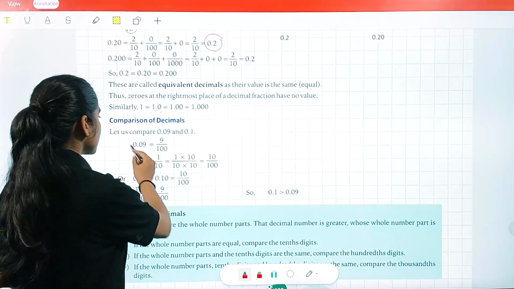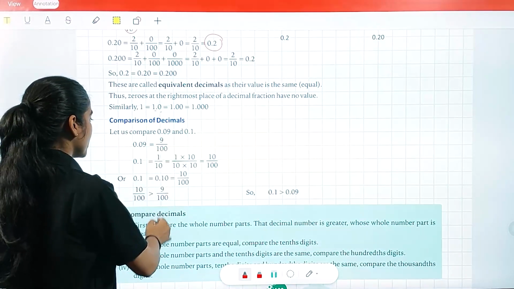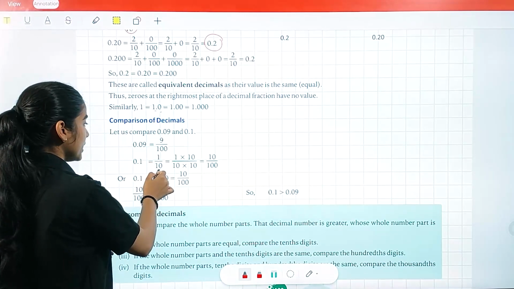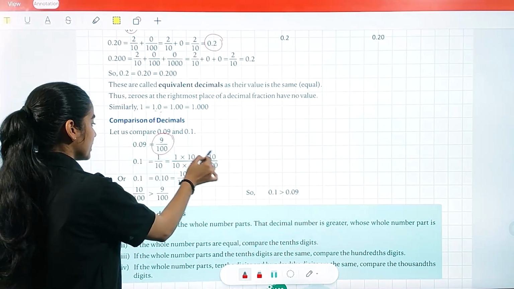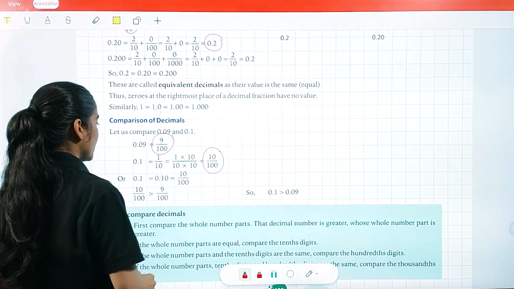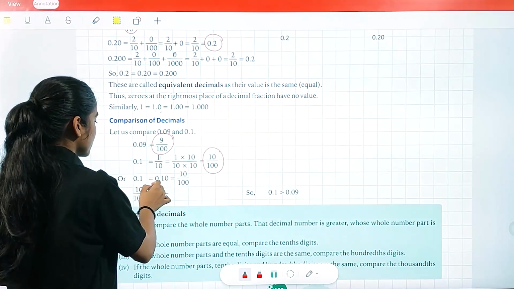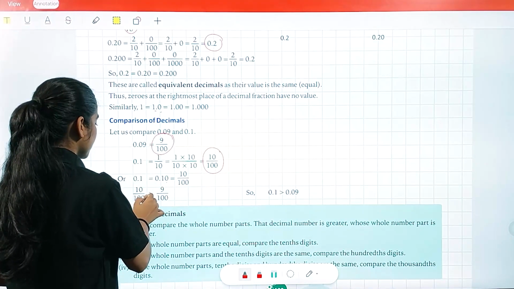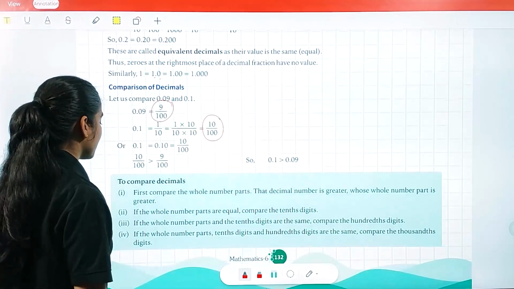Comparison of decimals. Let us compare 0.09 and 0.1. So 0.09 is 9 by 100. 0.1 is 1 by 10. So now you have 9 by 100 and 10 by 100. Okay, so 0.1 is equal to 0.10, 10 by 100. 10 by 100 is greater as compared to 9 by 100.